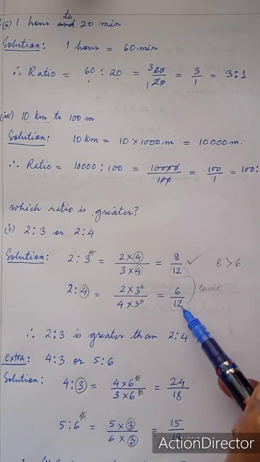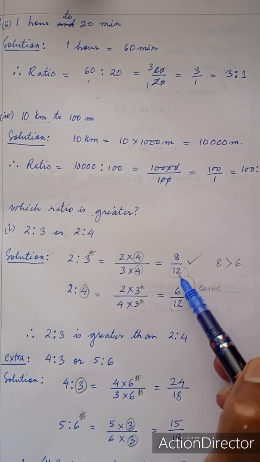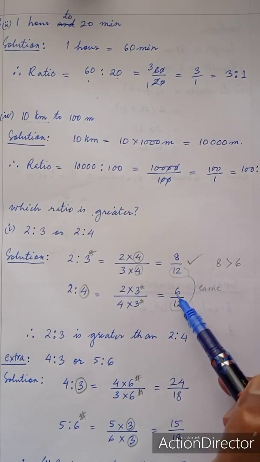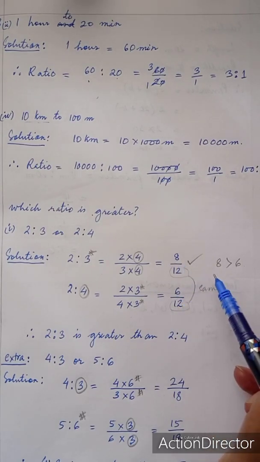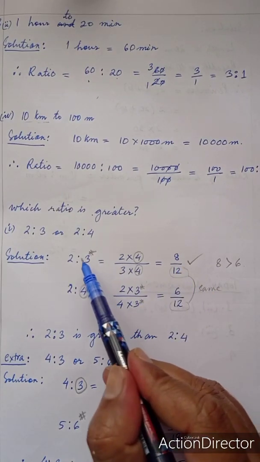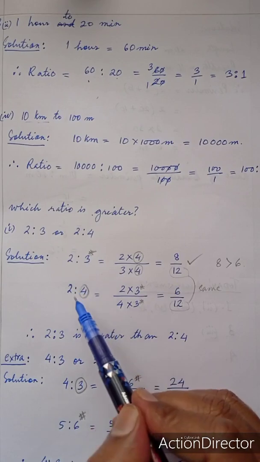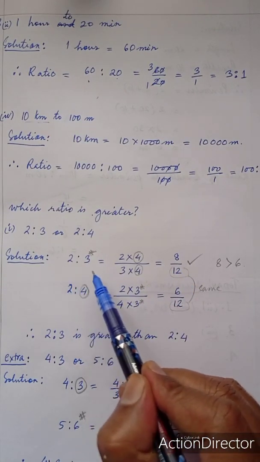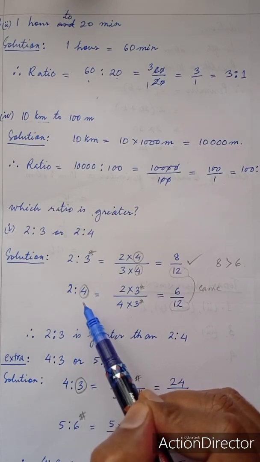Now you will be comparing these two. You see the denominator of these two fractions are same. 12 and 12 are same. No need to compare. 8 and 6 are left. So 8 is greater than 6. If 8 is greater than 6, it means that this ratio is greater than the other ratio. You can see this is greater. So 2:3 is greater than 2:4.